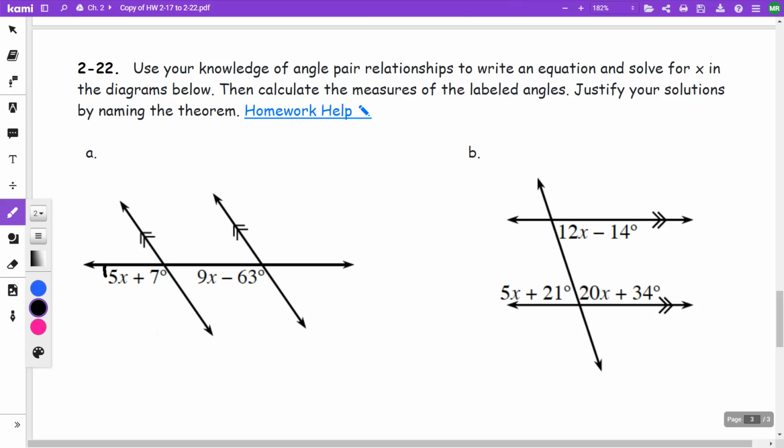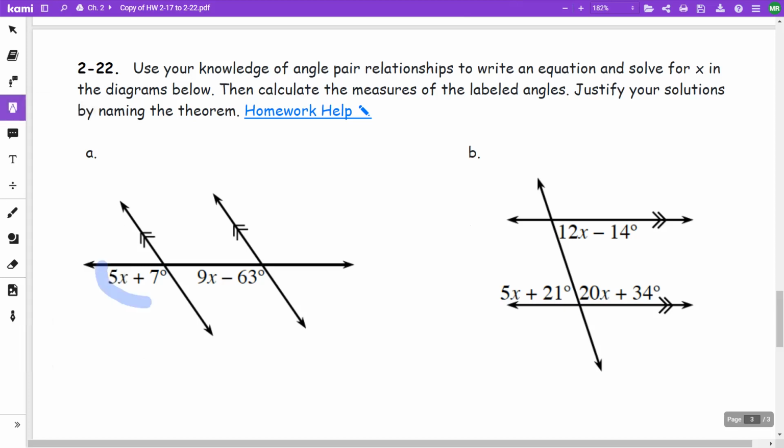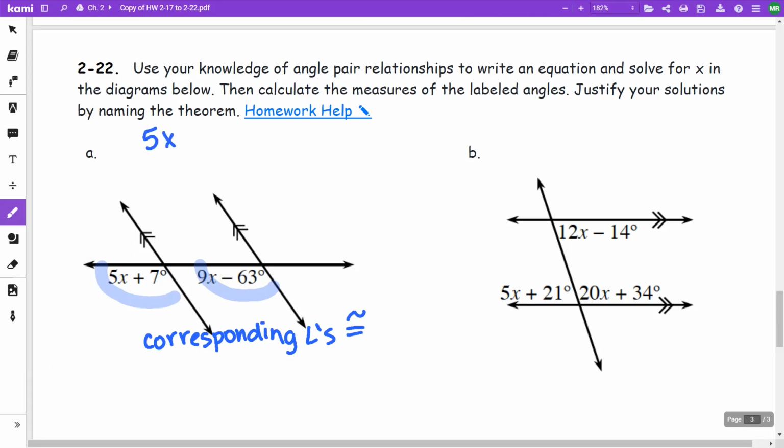So what I'm going to say is this angle here, this angle here and this angle here are the same because of corresponding angles. So this is corresponding angles are congruent. So the equation I'm going to write is 5x plus 7 equals 9x minus 63 and solve.